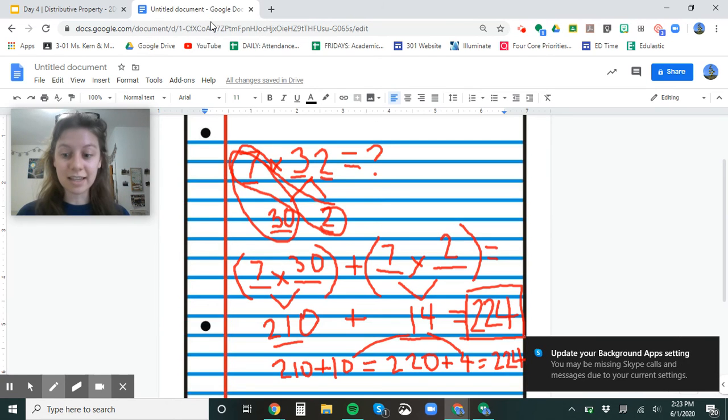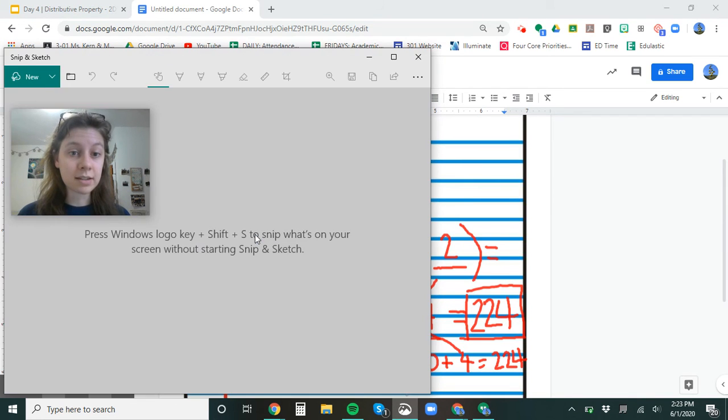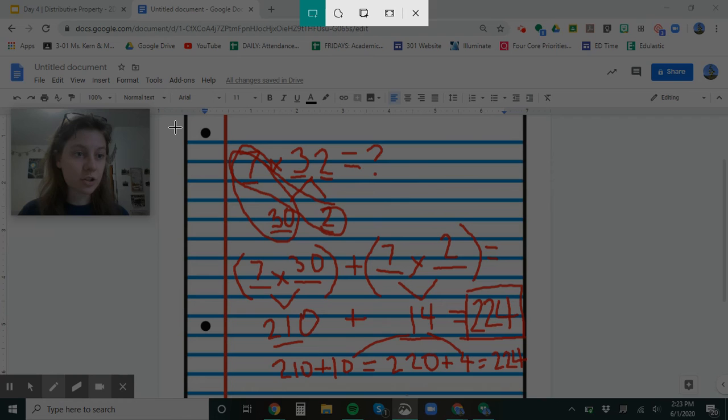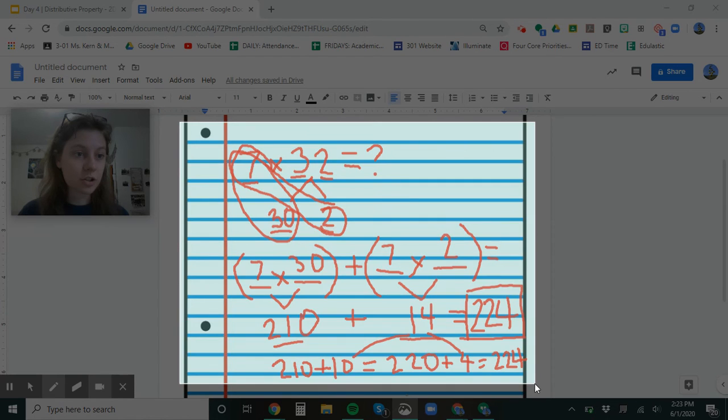Now, the next thing that we're going to do is take a picture of this. For me to take a picture of this, I know this is a little bit different because it's digital, but I'm going to take a screenshot. So I'm going to capture this part.